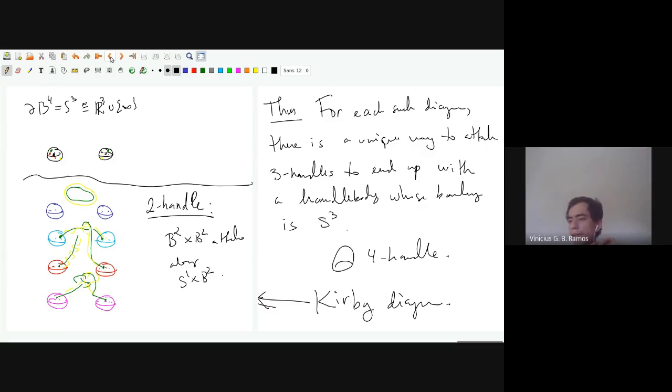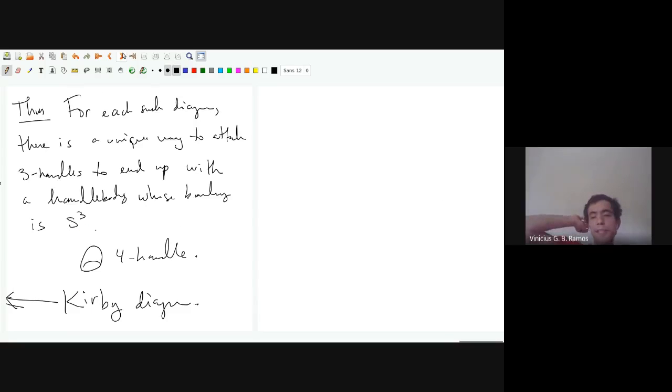Okay, so any other questions about these Kirby diagrams? Okay, let me then just say a few words about the Poincare Conjecture and the Cobordism Theorem.